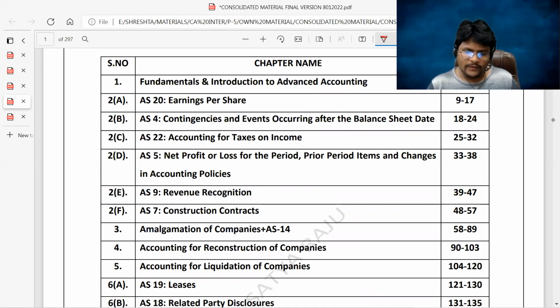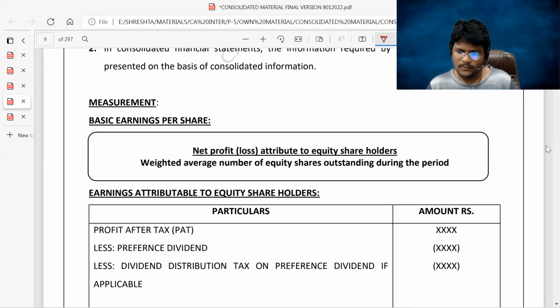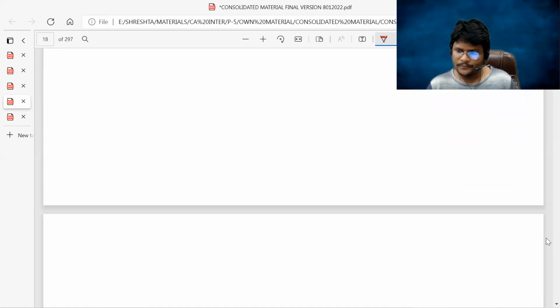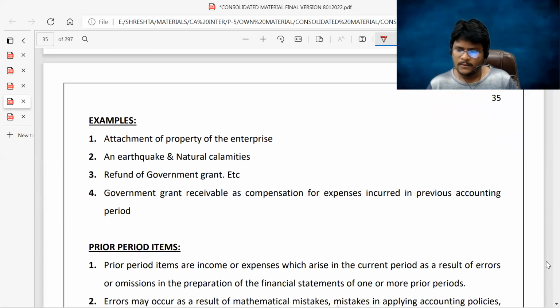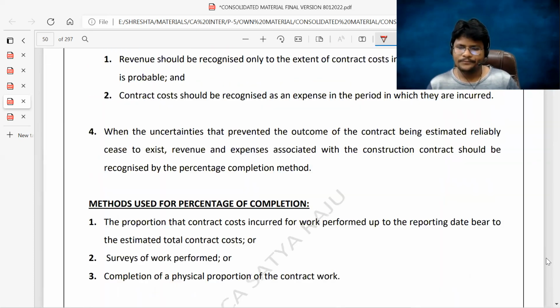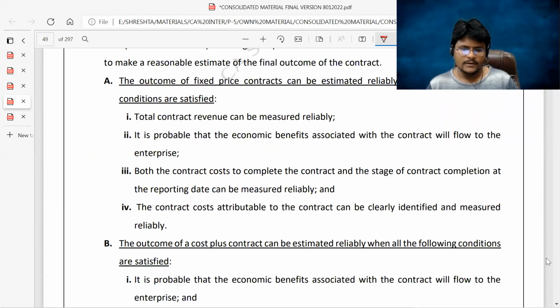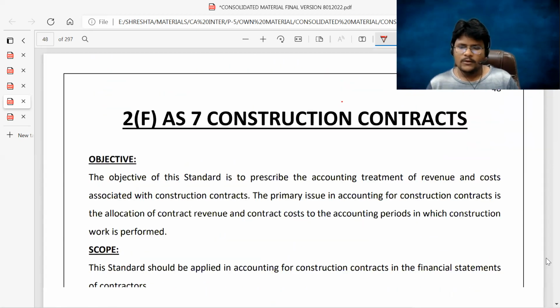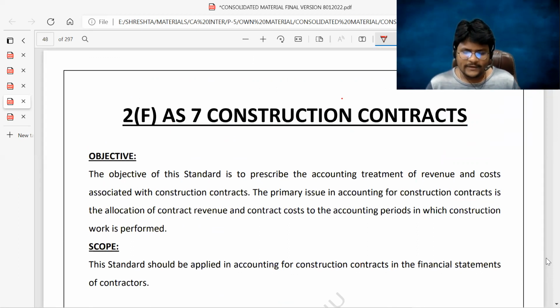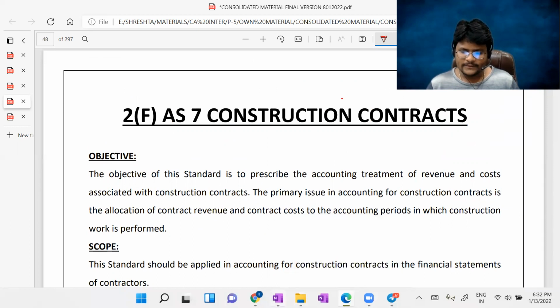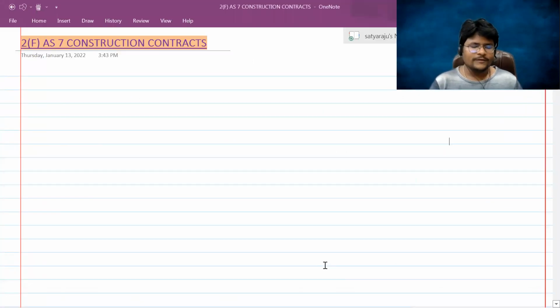Okay, right guys, come back to the title of AS7, which is page number 48. So now the existing accounting standard is AS7 construction contracts. First, let me give an introduction related to AS7 construction contracts. Then we will enter into our text as per our material.